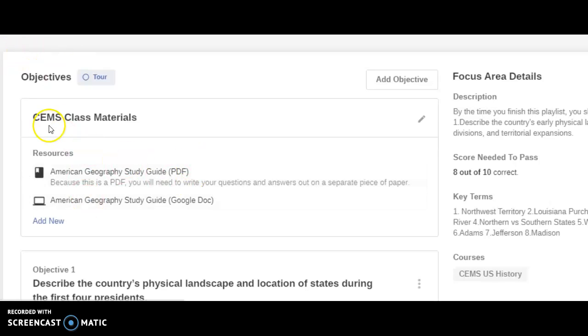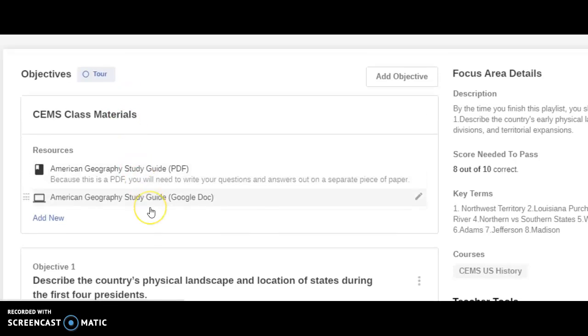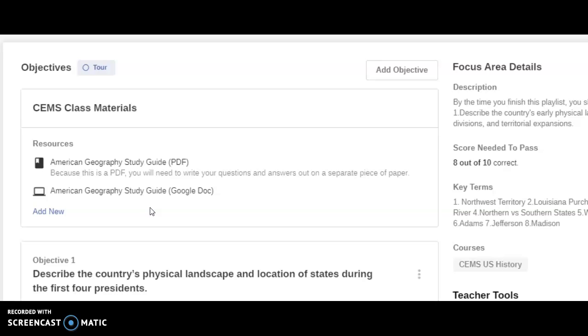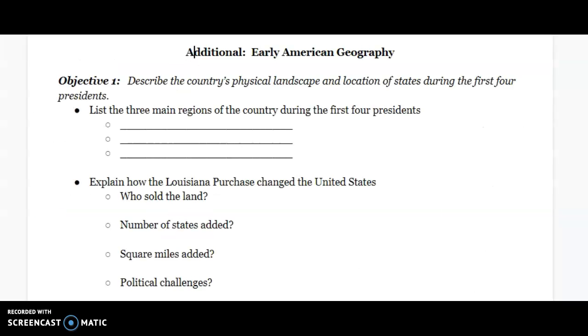When you go to Summit, you'll see CEMS class materials. I have this study guide posted twice. One is as a PDF, and the other one is as a Google Doc. You probably want to use the Google Doc. That way you can type in answers to this study guide as we go along. I highly encourage you to listen to this video, fill out the study guide, and you may use this on your assessment.